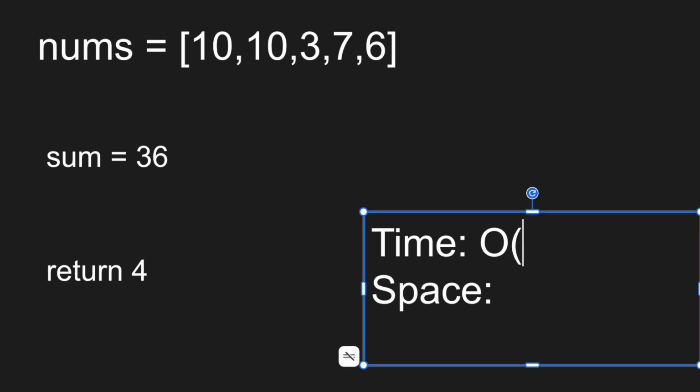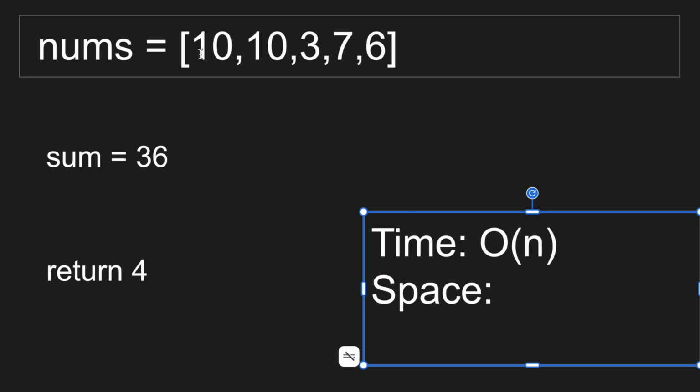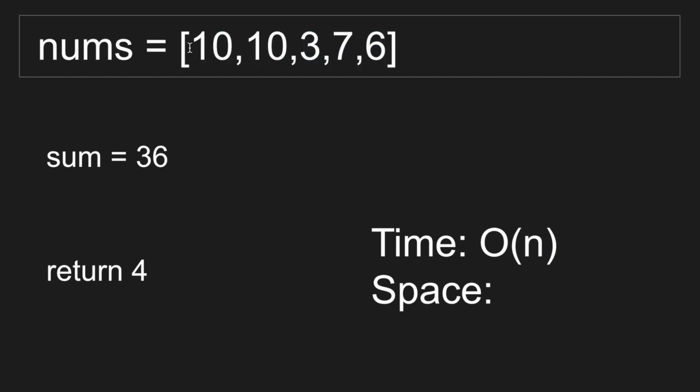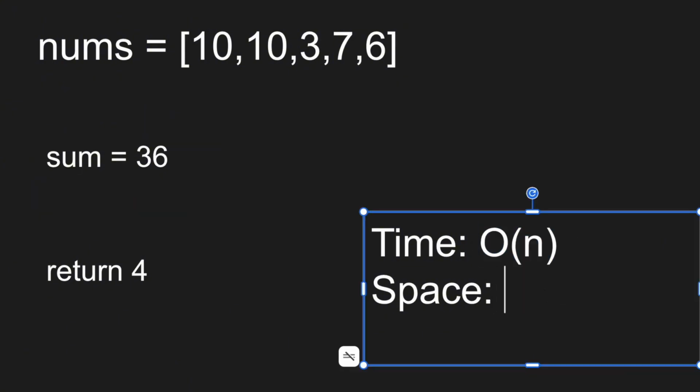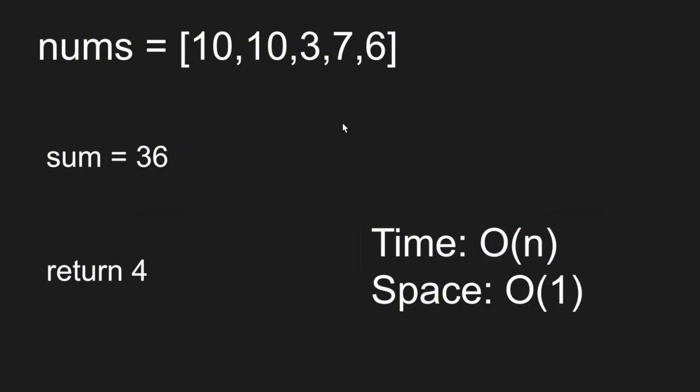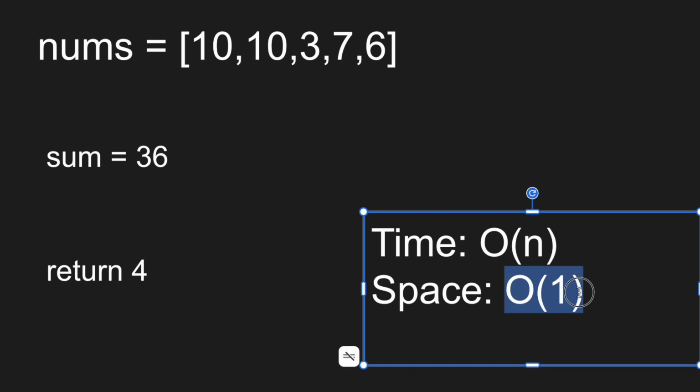And the time complexity would be O of n, where n is the number of numbers in nums, because we will have to look through nums and add the sum. So that's why the time is O of n, and the space complexity would be O of 1, because the space does not depend on the size of the input. So now let's get to the coding part.